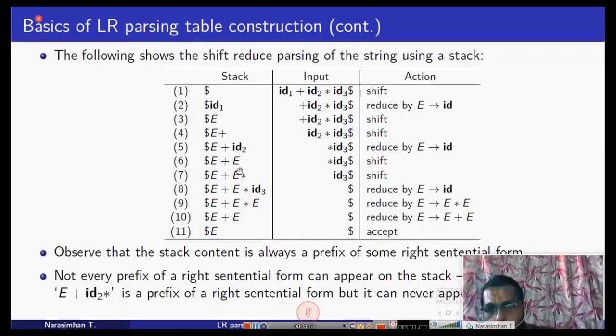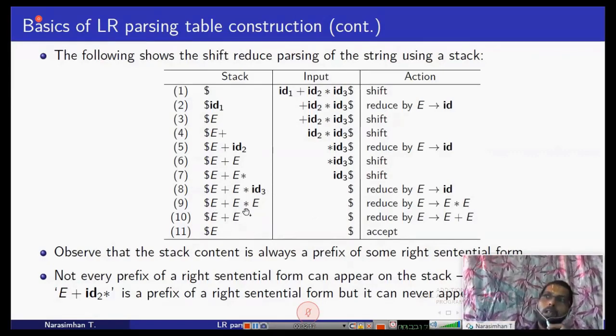Similarly, E plus E, there is no handle. E plus E star, there is no handle. Again, E plus E star ID3, you have a handle ID3, which is at the end. Similarly, here E plus E star E, the handle is E star E, which occurs at the right end of the viable prefix. So a viable prefix will contain zero or exactly one handle, and that handle will be at the right end of the viable prefix.